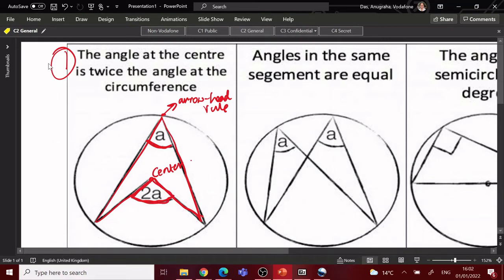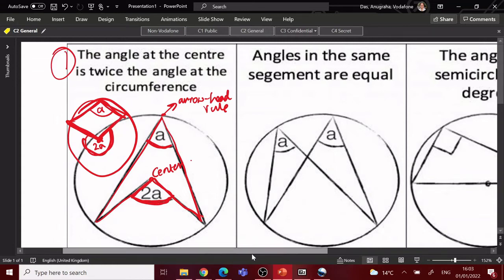If you have an angle at the center that is bigger than 180, the diagram would look slightly different. It would look more like this, which means this is angle 2A and this would be angle A. So depending on how big or small the angle in the center is, the shape looks slightly different, but most of the time the shape looks like an arrowhead. But that's pretty much it: angle at the center is twice the angle at the circumference. That is for theorem number 1.